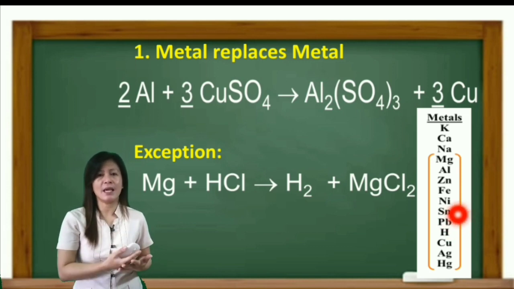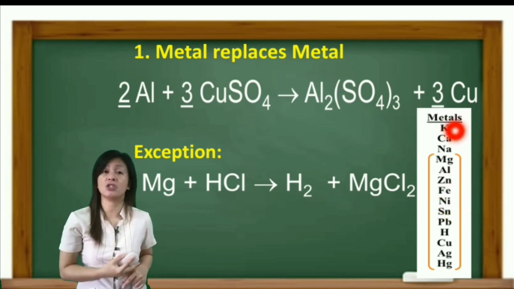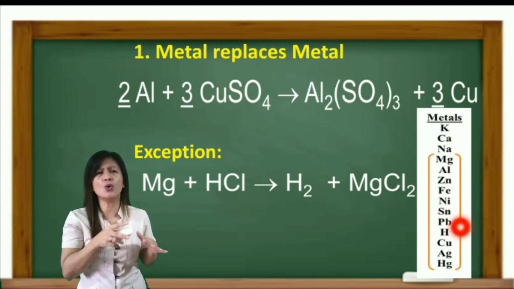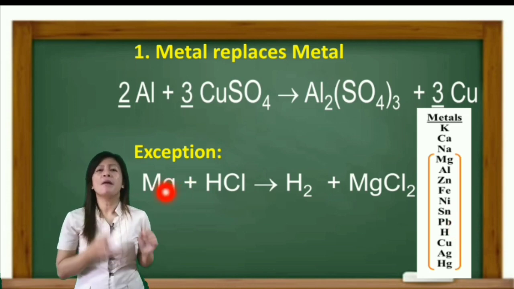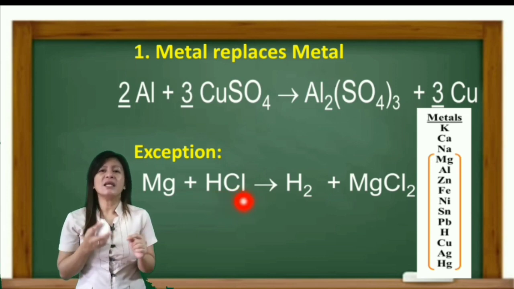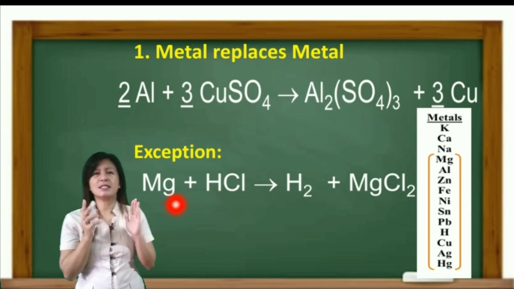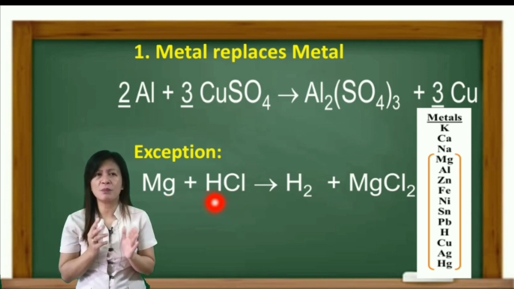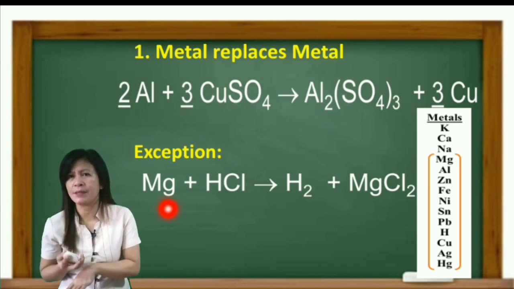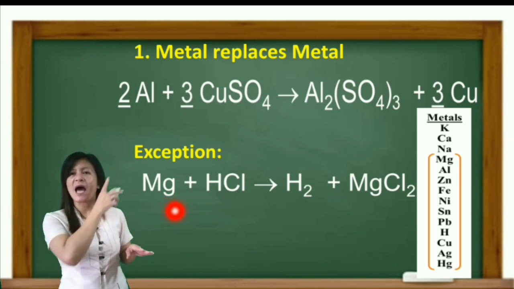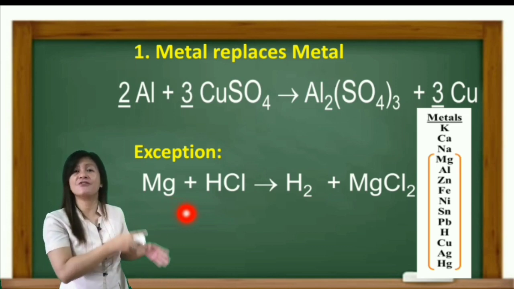Hydrogen can be replaced from a compound by any metal above it in the activity series, but cannot be replaced by those metals below it from a compound. For example, magnesium reacts with hydrogen chloride. Let's take a look at the positions of magnesium and hydrogen in the activity series. Is magnesium capable of replacing hydrogen? Yes. Magnesium is higher in the activity series than hydrogen. Therefore, it can replace hydrogen from a compound.